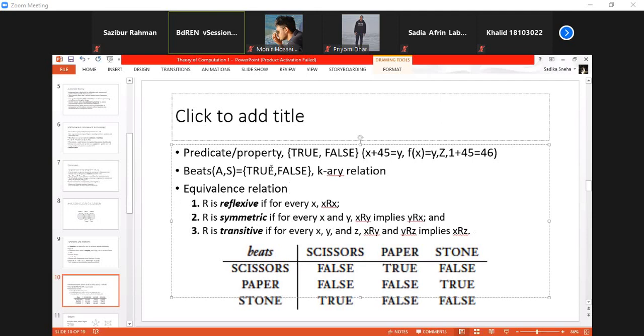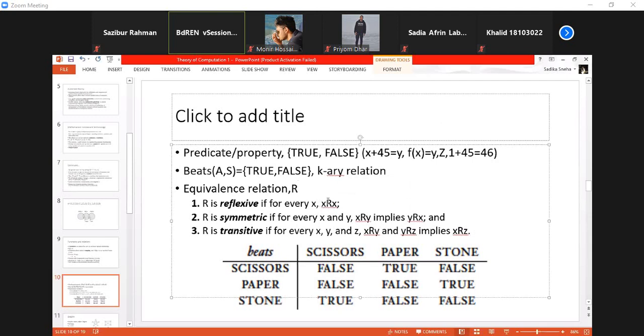A binary relation. And what is a binary relation? We already know what a binary relation is. We are considering R as the relation between two things, between two values, between two arguments. R will be a binary relation.